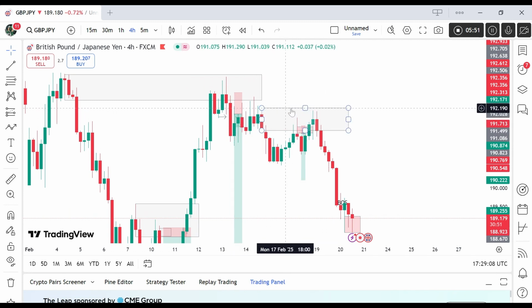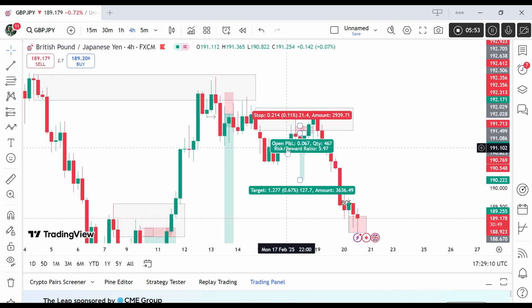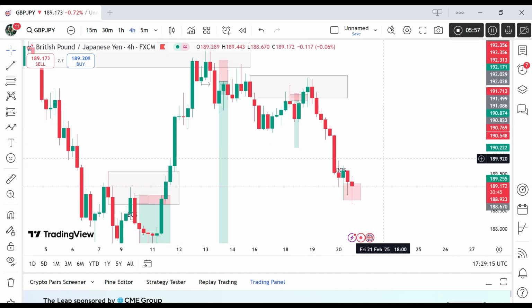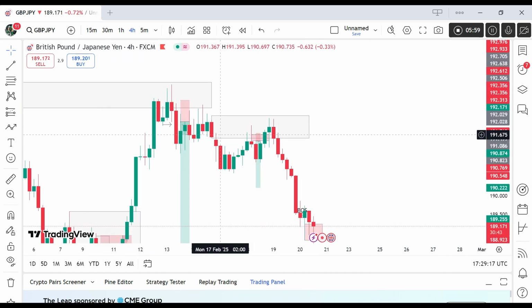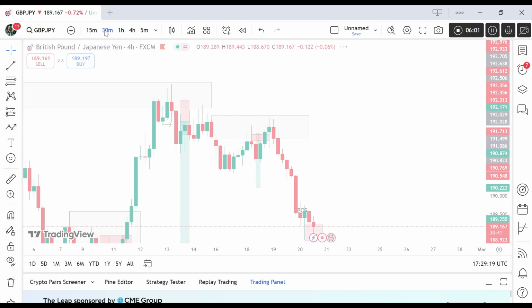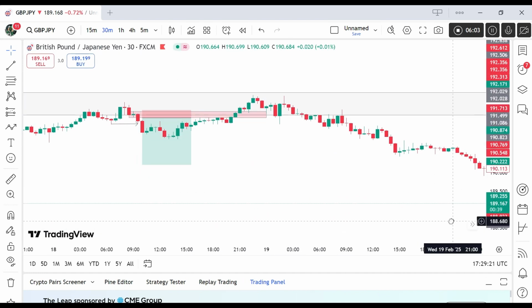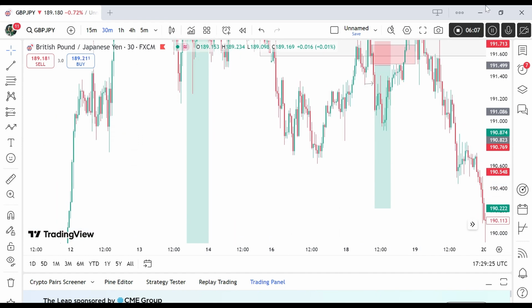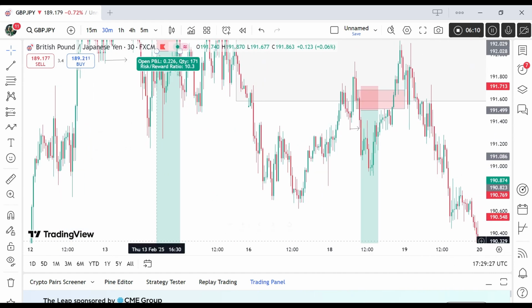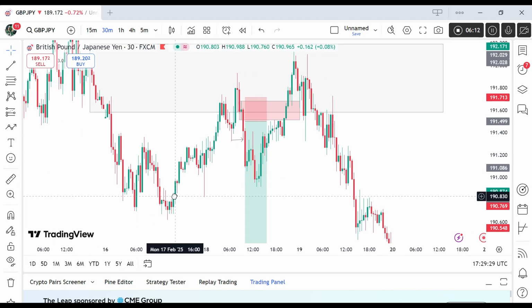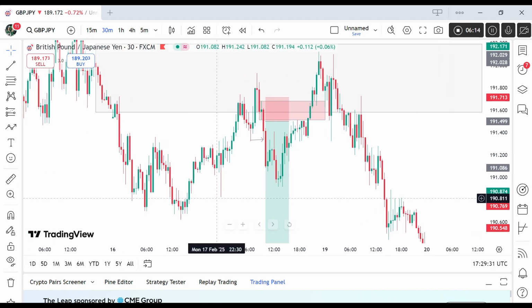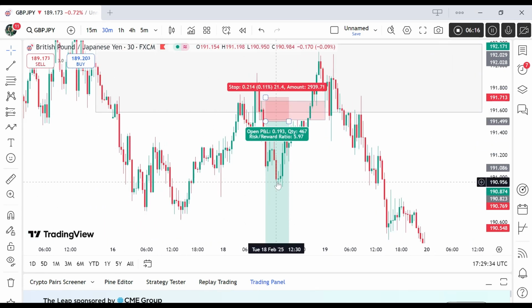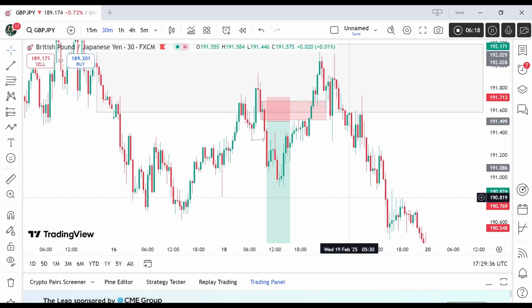Sorry. So I drew out this supply zone and I was waiting for price to come back into it, look for confirmation, and then sell. So we are looking for sells, right? As soon as price came back into it, let's see what happened. You can see as soon as price came back nicely, it made this higher high, higher low, higher high, higher low, which broke this previous structure.